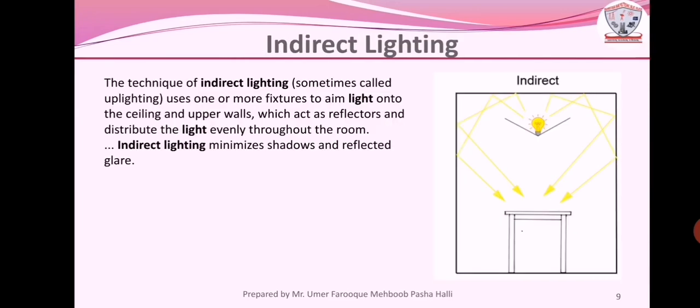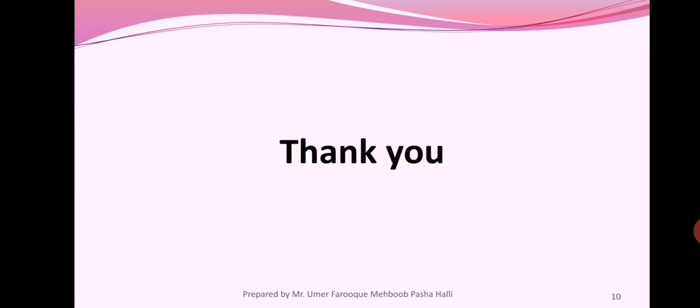Next is indirect lighting. This technique of indirect lighting, sometimes called up lighting, uses one or more fixtures to aim light onto the ceiling and upper wall, which act as a reflector and distribute the light evenly throughout the room. Indirect lighting minimizes the shadow and the reflected glare.